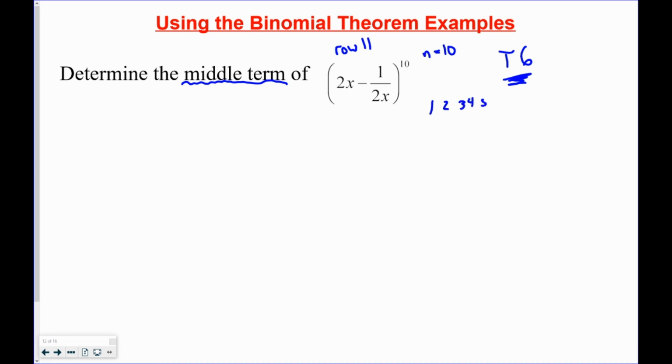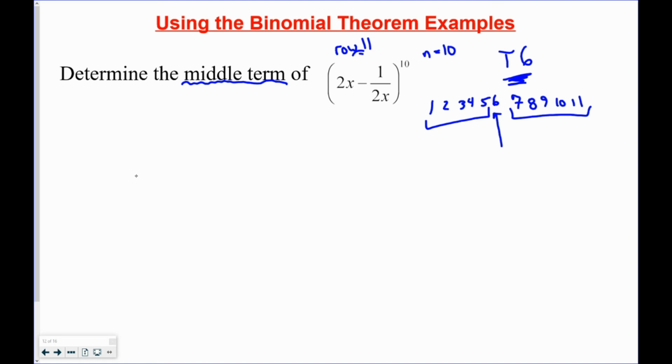I don't know if it's worth the time, but just in case, I'm just writing out all my terms here. Which one's the middle term? 6, right? Got 5 terms over here, 5 terms over there. Wunderbar. So make sure you know how to do that. All right, how do I know it's term 6? The formula, if you're looking for a formula, is take the power, divide by 2, and add 1. When you have an odd number of terms, that's always how you find the middle term.